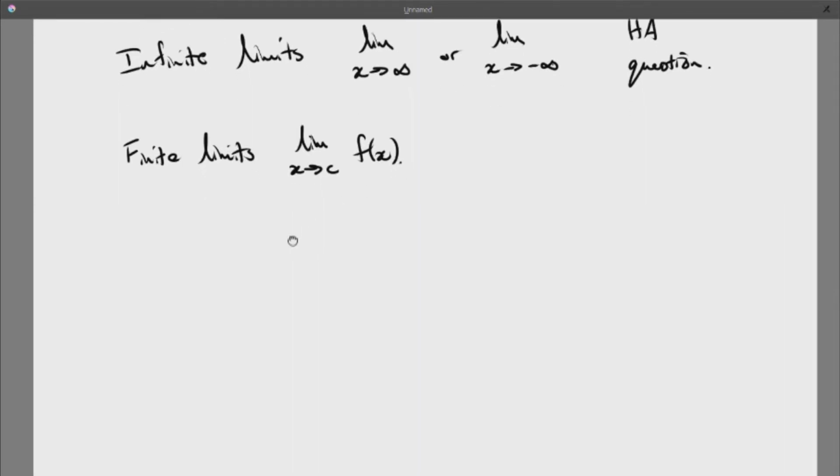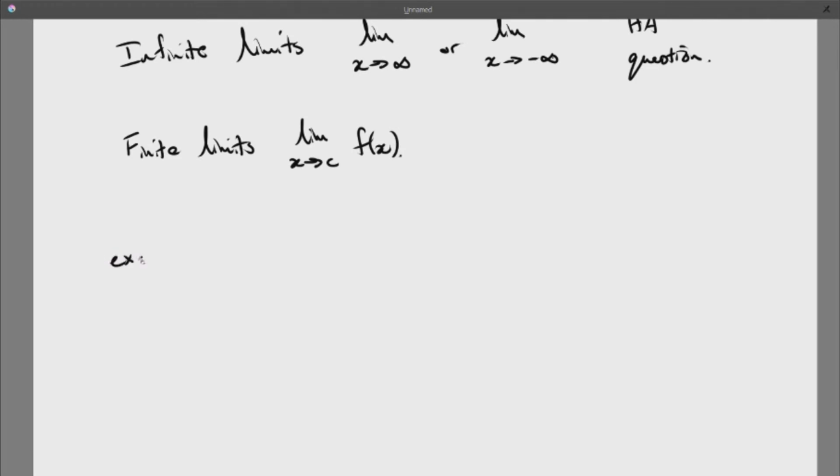Now, a part of this finite limit question could be a vertical asymptote question. For example, the limit as x approaches 2 of 1 over x minus 2. Because when we ask a vertical asymptote question, which we will in the future many times, we are asking, is there any indefinite growth in size of the y value of the function as x approaches a specific number?